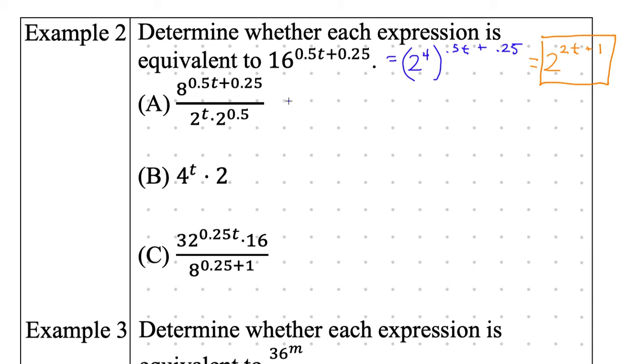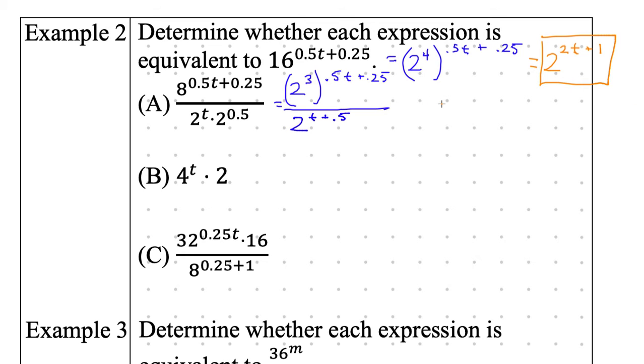Let's do part A first. So if I do this one, 8 is the same thing as 2 to the power of 3. So this is going to be 2 to the power of 3, and that's all going to be still to the power of 0.5t plus 0.25. In the denominator we have, I can actually add these now. So if I have the same base and they're being multiplied, that means I'm going to add these exponents. So this is going to be 2 to the power of t plus 0.5.